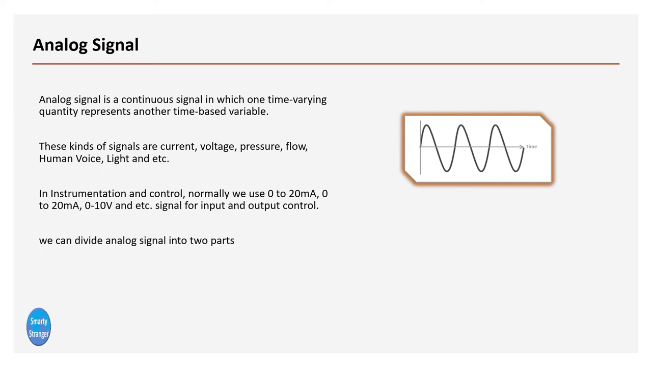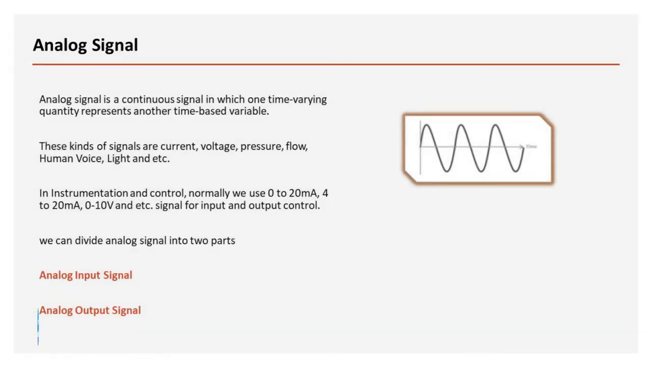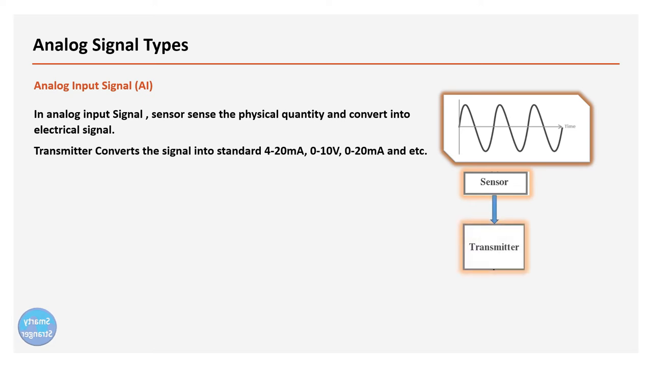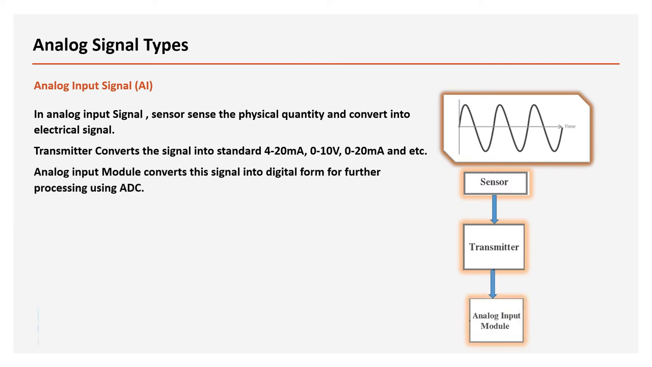We can divide analog signal into two parts: analog input signal and analog output signal. In analog input signal, the sensor senses the physical quantity and converts it into an electrical signal. The transmitter converts the signal into standard 4 to 20 milliamp, 0 to 10 volt, 0 to 20 milliamp, etc. The analog input module converts the signal into digital form for further processing using an ADC.